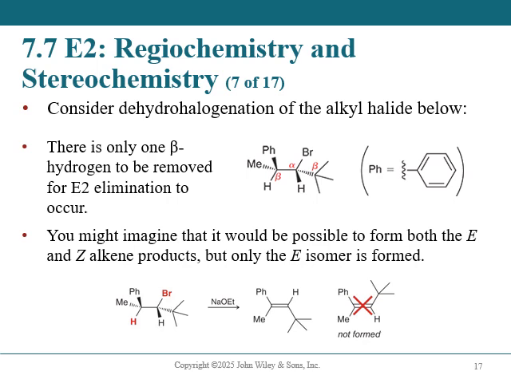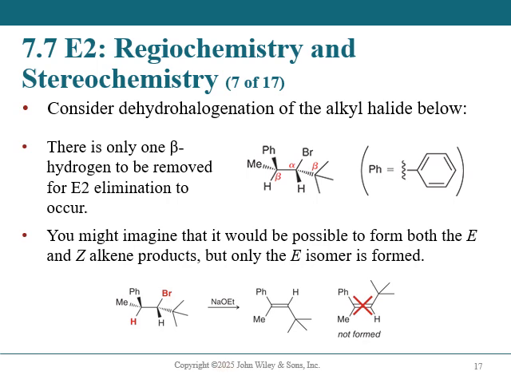In the alkyl halide below, there is only one beta hydrogen to be removed for E2 elimination to happen. You might imagine that it would be possible to form both E and Z alkene products, but in this case only the E alkene is produced. Why is that? Well, if you look at the products, let's say you drew both, and then figure out which one is most likely to form.